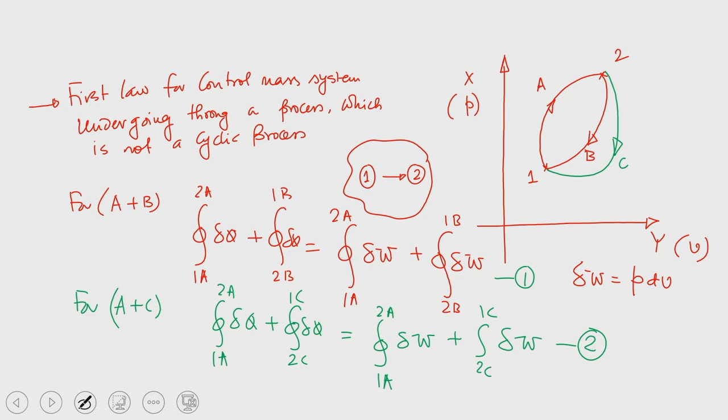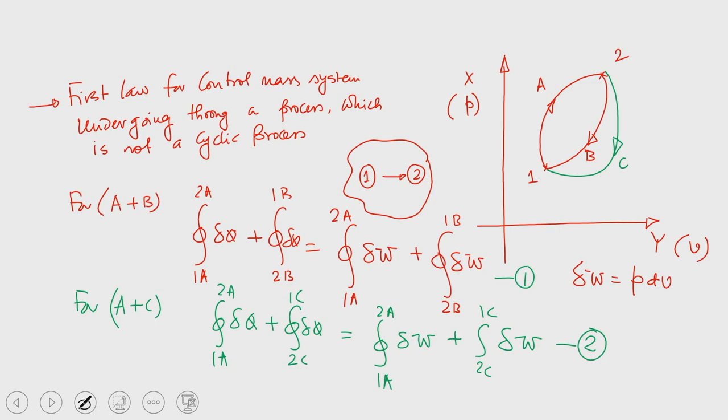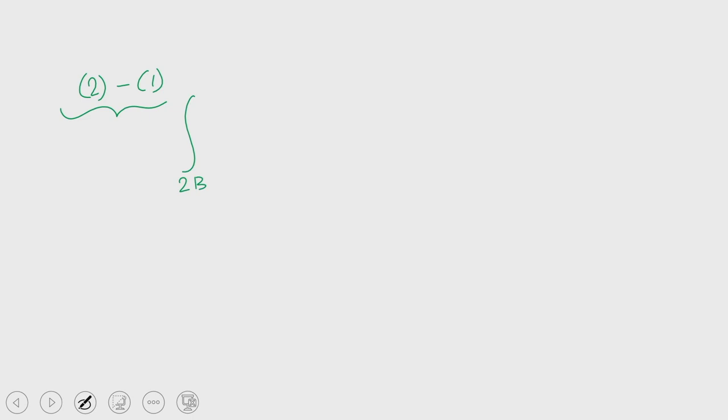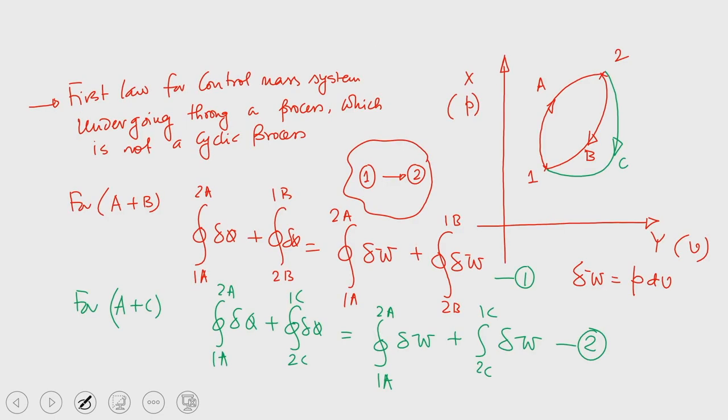So what can we do? We can subtract equation 1 from equation 2. Subtracting equation 1 from equation 2, we can write that the contour integral 2B to 1B of δQ minus δW is equal to the contour integral 2C to 1C of δQ minus δW. So you see that we can write this if we subtract equation 1 from equation 2, because the interaction of heat and work following path A will get cancelled.